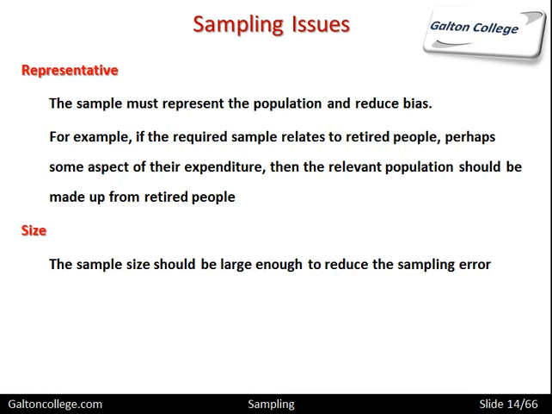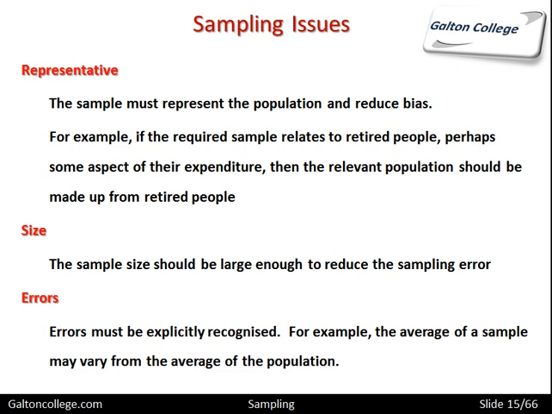And the sample should be large enough to reduce sampling error. It should be sufficiently big. The sample size should be large enough to reduce any errors. You can't just ask perhaps one or two people and then make some big statement about the whole population. If the whole population was 1 million, that wouldn't be very precise. So it needs to be a significant size sample.